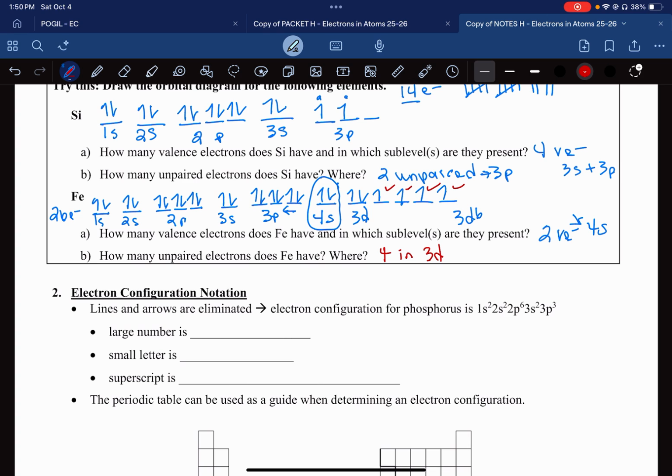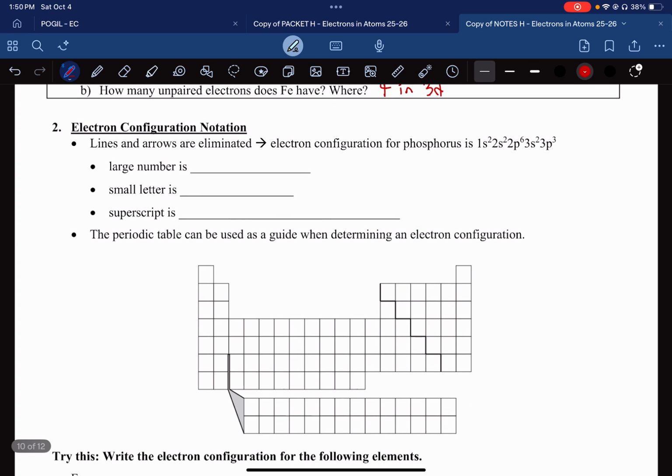Okay, now we're going to talk about electron configuration notation. Electron configuration notation. That is basically our manager's code. Okay, so instead of writing it out in an orbital diagram with boxes or lines where we're drawing arrows on them, now we're just going to write the address straight out. Okay, so let me just write this big over here. We'll just write a couple of them. When it's saying the large number, it means these.